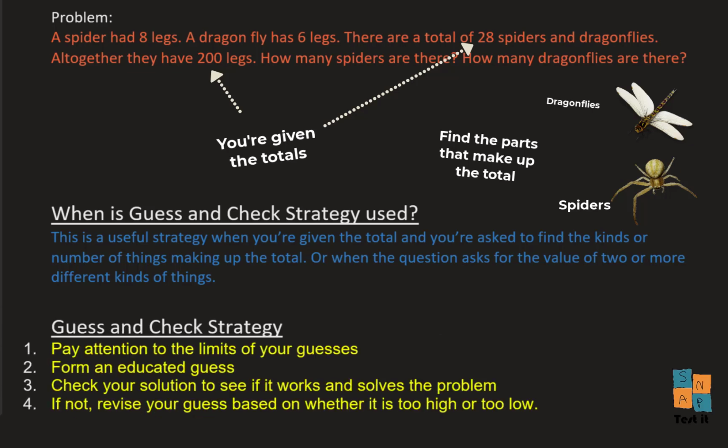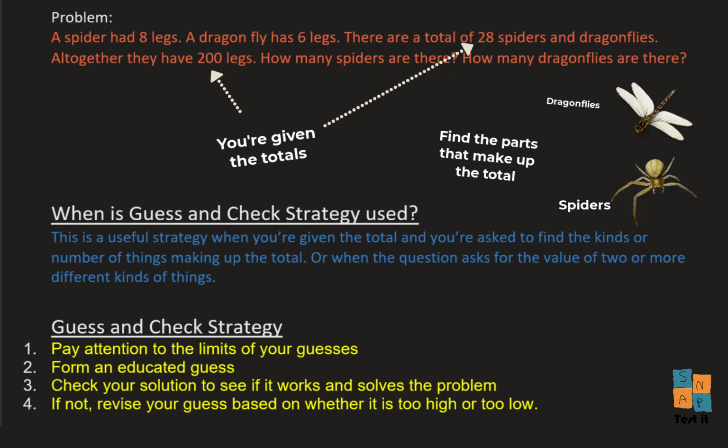How do we use it? To use guess and check, we want to pay attention to the limits of our guesses. What I mean by that is I want to pay attention to my totals. There are 28 and there is 200. And then I want to form an educated guess.